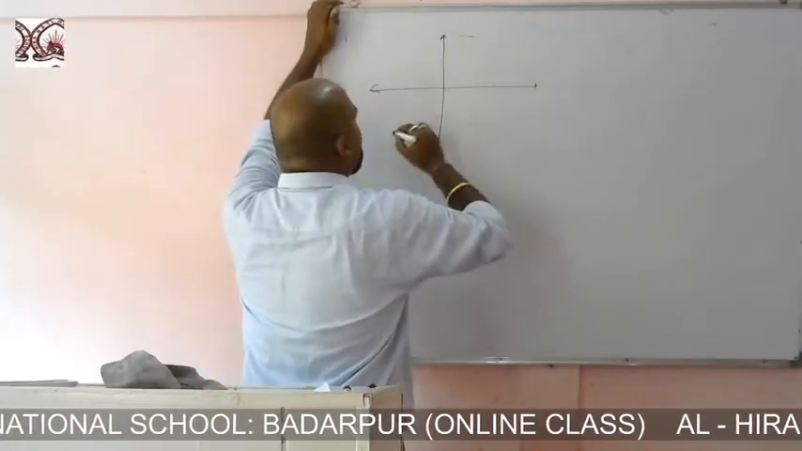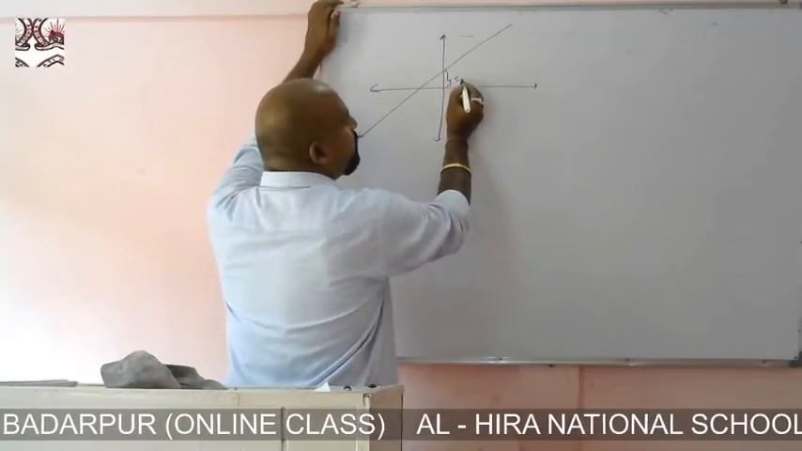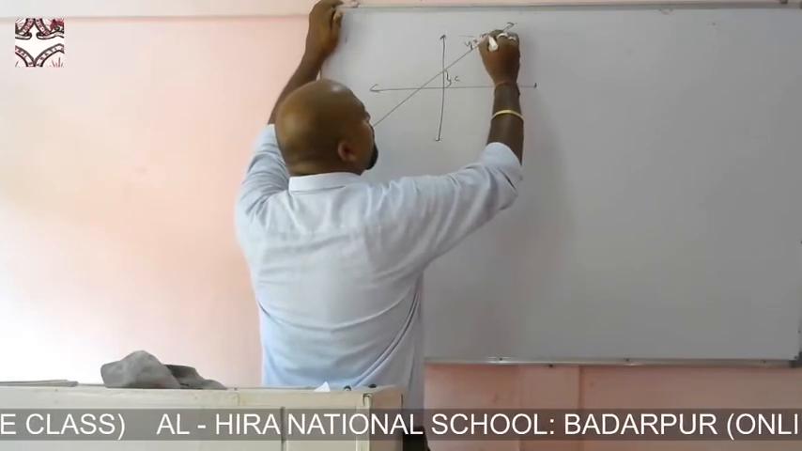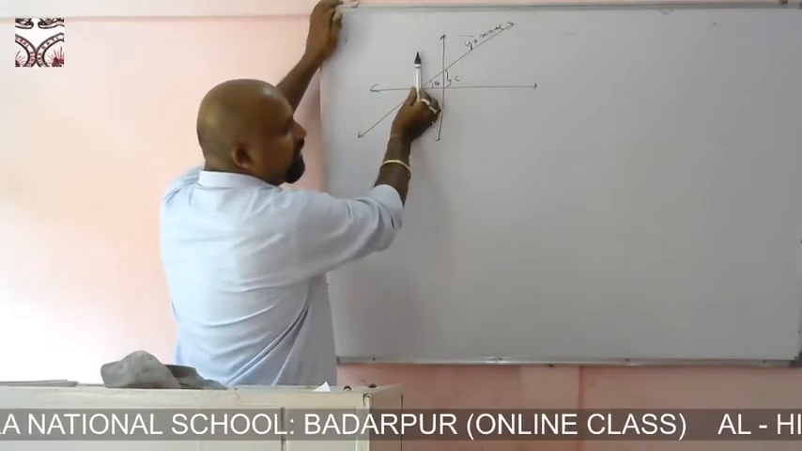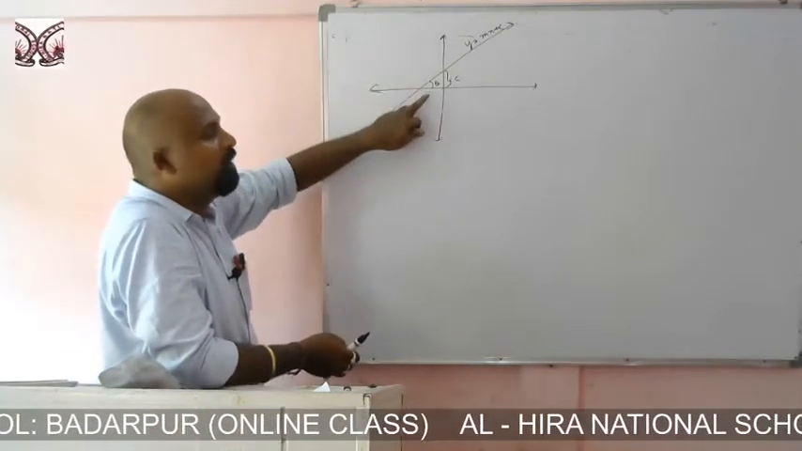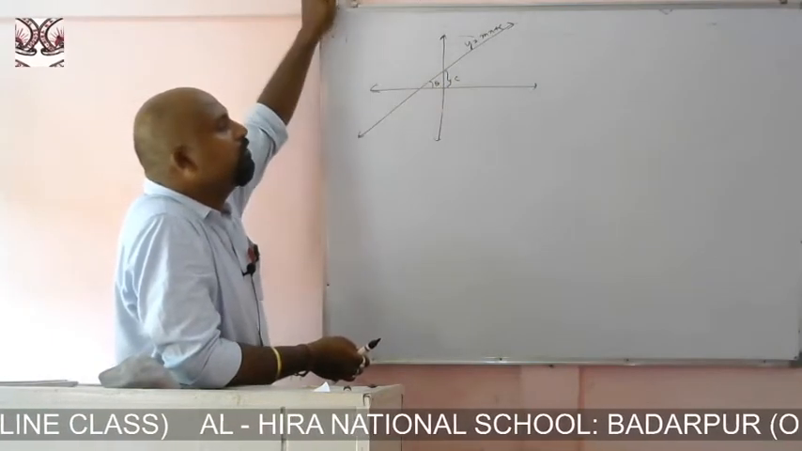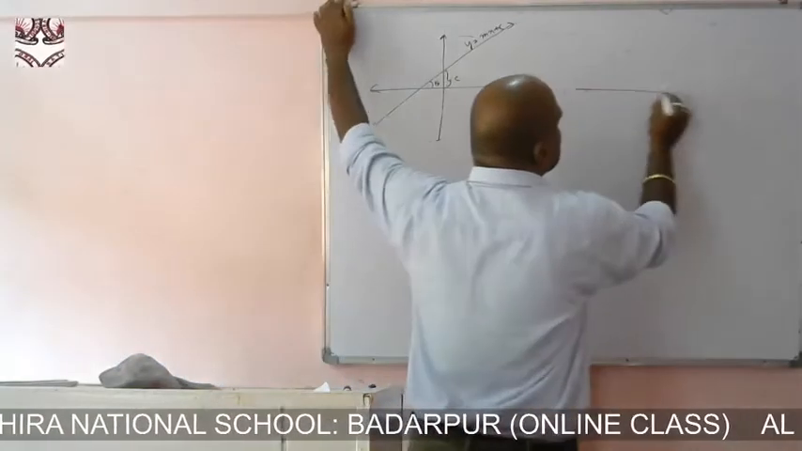Now if I draw this line, the y-intercept is positive. Then this equation will be y equals mx plus c. Here the angle is less than 90 degrees, in the first quadrant, so tan is positive and m is positive. So the equation of this line will be y equals mx plus c.